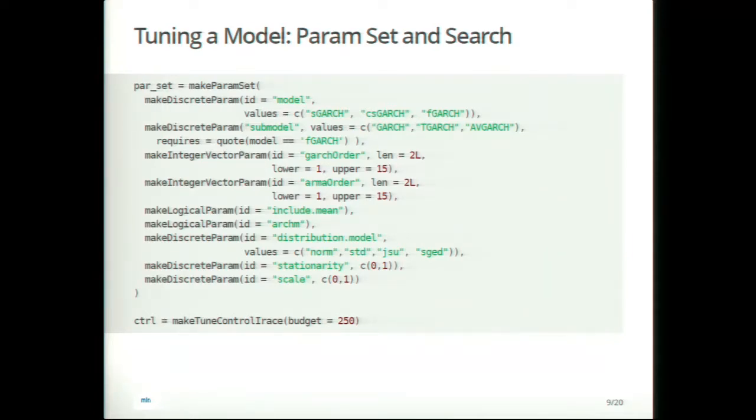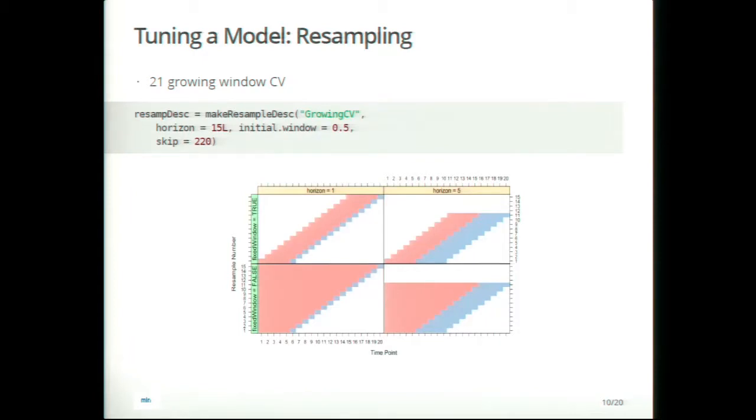Control here is what we're going to be using to search over that hyperparameter space. This one's called iterated f-racing. It's just a machine learning technique for searching over hyperparameter spaces for the region that minimizes the objective function. And we're going to do 21 growing window cross validations. The bottom part of this graphic, originally from caret, shows that we are going to be forecasting with a horizon of 15. We have an initial window of half the data, and just for purposes of time, we skip forward 220 steps every iteration of our resampling schema. That bottom graphic shows you that we just slide the window forward at every iteration.